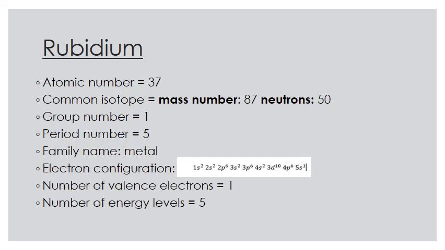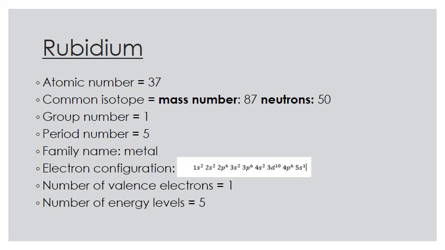The atomic number for rubidium is 37. The common isotope for rubidium is 37, which is the mass number, and there are 15 neutrons in this isotope of rubidium. The group number rubidium is in is 1. The period number rubidium is in is 5.